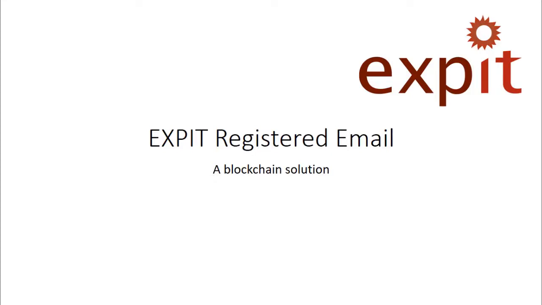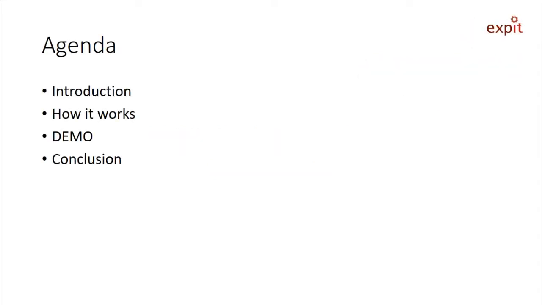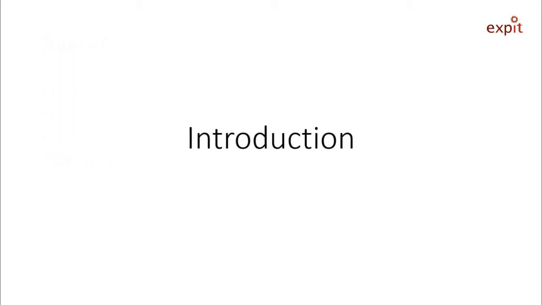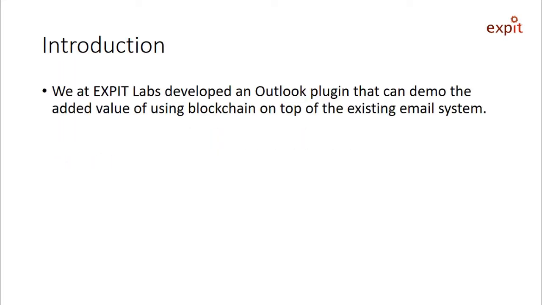Today we're going to talk about Expit Registered Mail plugin, which is an Ethereum-based blockchain plugin provided by Expit to demonstrate how we can, with minimal modifications, enhance email security using blockchain. Our agenda for today includes an introduction about the system, how it works theoretically, a demo to see it working practically, and we will conclude with action steps you can take afterwards if you're interested in this idea. So let's start with our introduction.